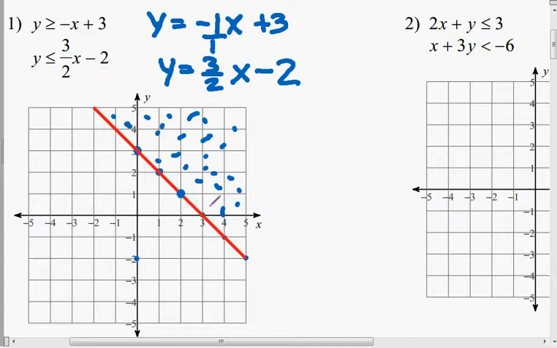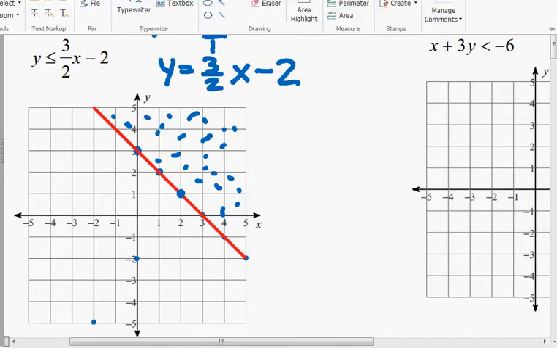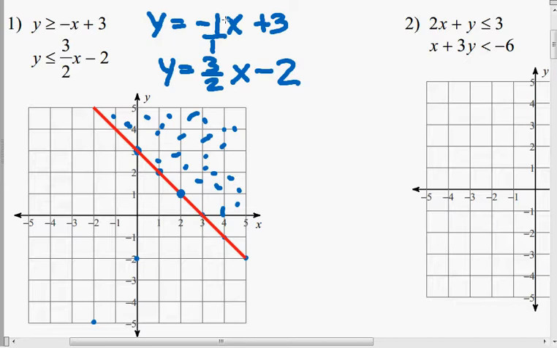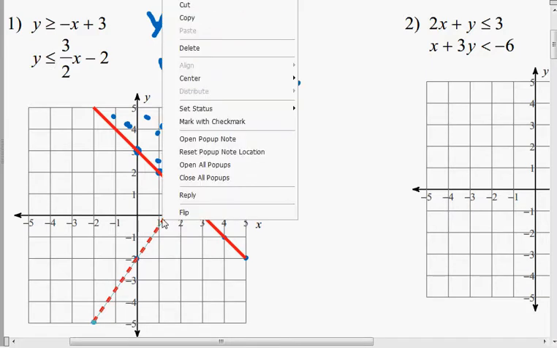I could continue over 2, up 3, just to see my pattern. Over 2, down 3. Okay. But really all I need is the 2 points. So I'll take my points and I'll draw my line. And once again, I need to change that to solid because it could be equal to. The points on that line will satisfy the inequality.